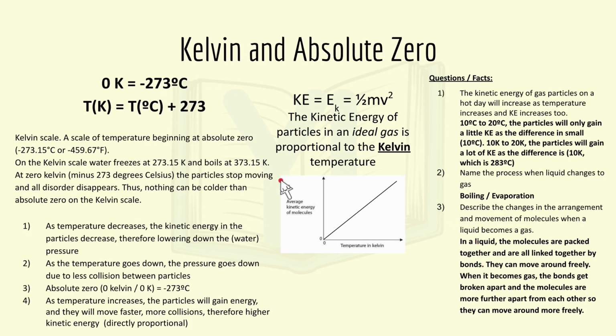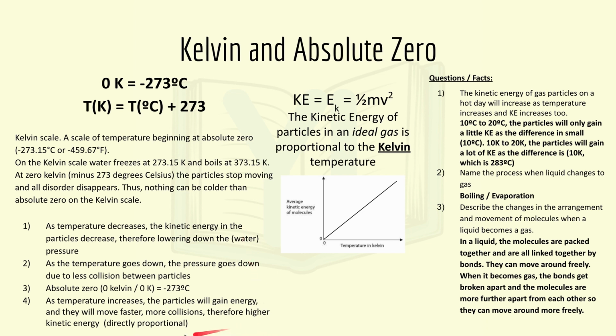And moving on, we have Kelvin and absolute zero. As we know from a few slides before, 0 Kelvin equals minus 273 degrees Celsius, which is the coldest temperature, and the temperature in Kelvin equals temperature in Celsius plus 273. The Kelvin scale is a scale of temperature beginning at absolute zero. On the Kelvin scale, water freezes at 273.15 K and boils at 373.15 K. At 0 Kelvin, which is minus 273 degrees Celsius, the particles stop moving and all disorder disappears. Thus, nothing can be colder than absolute zero on the Kelvin scale.